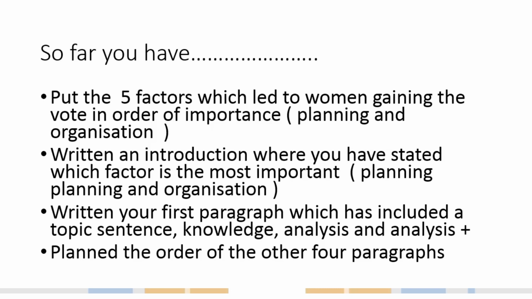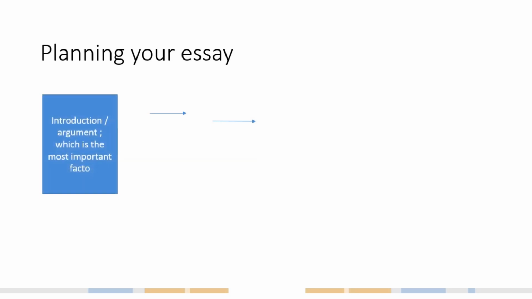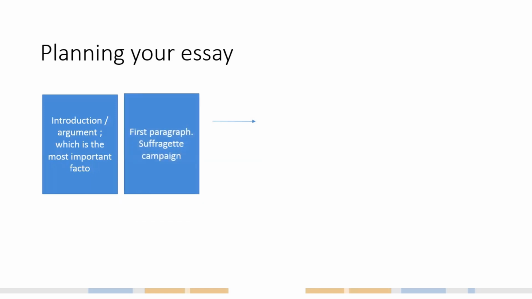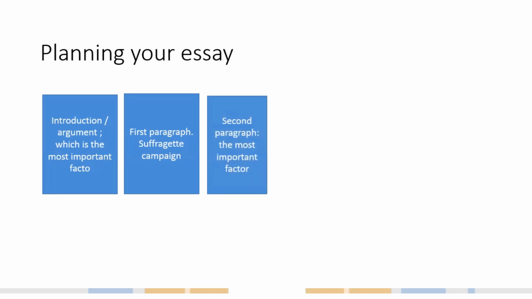And you will have thought about the order of the other 4 paragraphs. So in the planning of your essay then, you've got your introduction that you've already done, and you've stated which is the most important factor. You've also done your first paragraph where you've written about the suffragette campaign. So today we're going to be making some judgments about the importance of the suffragette campaign that would get you evaluation marks. Now your second paragraph, you will have to write about which you believe is the most important factor. If it's not the suffragette campaign, what was the most important factor? And you put that as your second paragraph.